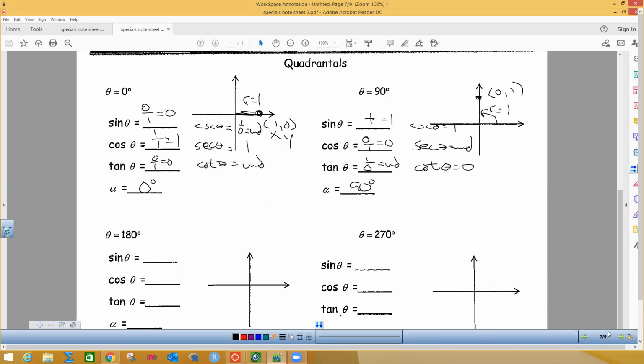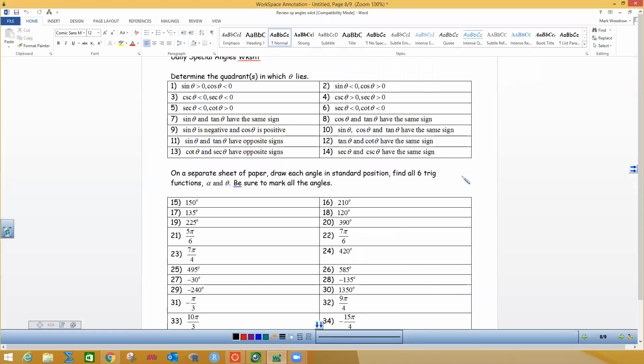All right, I'm going to come over here now. And this is the homework you're dealing with for today. Now we're doing 4 to 32 by 4s. So again, you need to know that the sine theta goes with the y value, okay? The cosine theta goes with the x value, and the tangent of theta is y over x, okay?